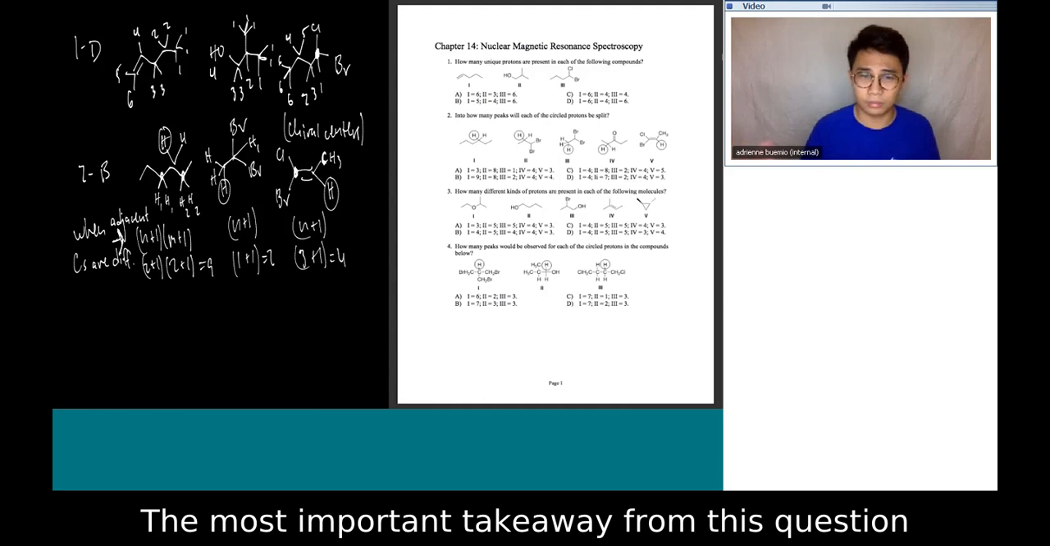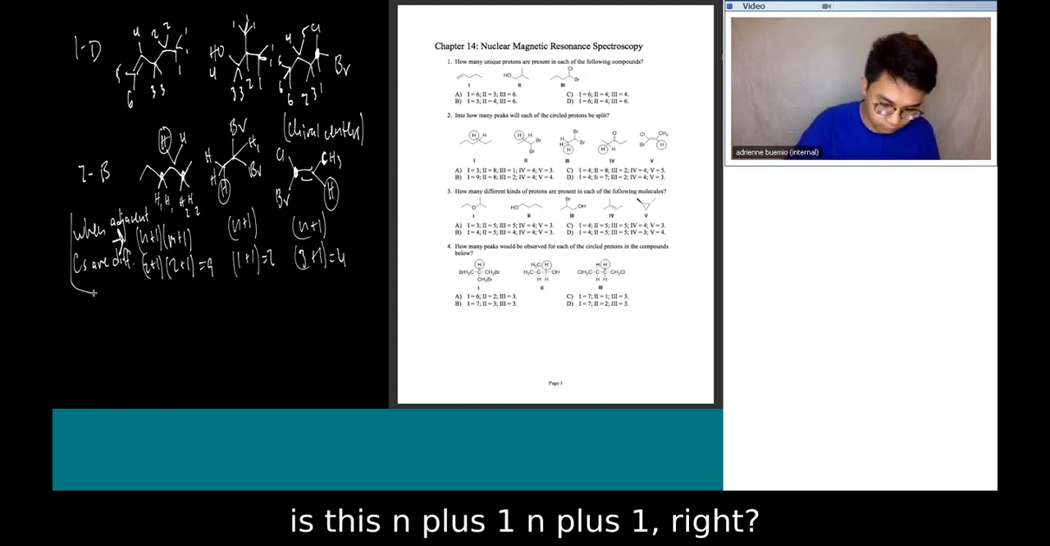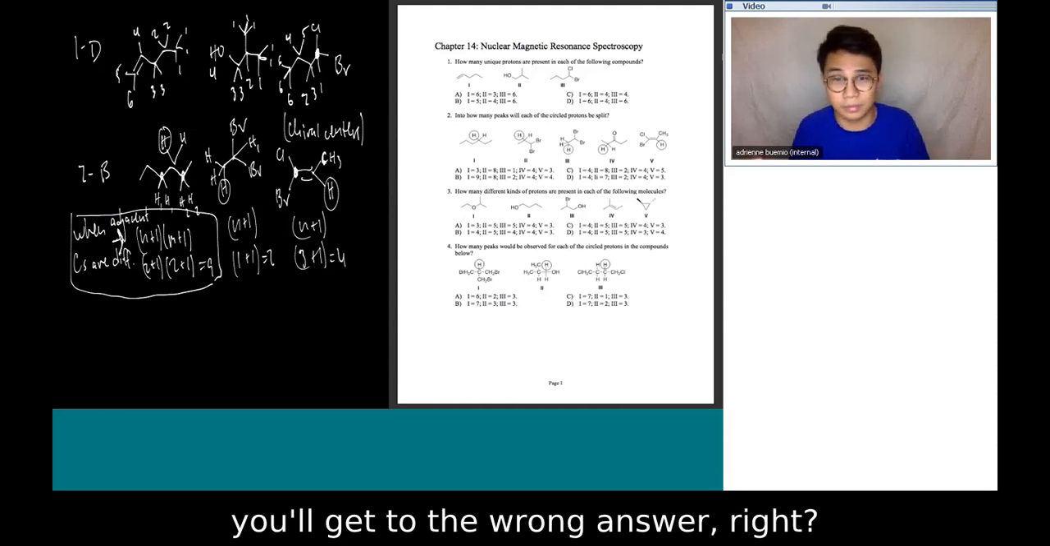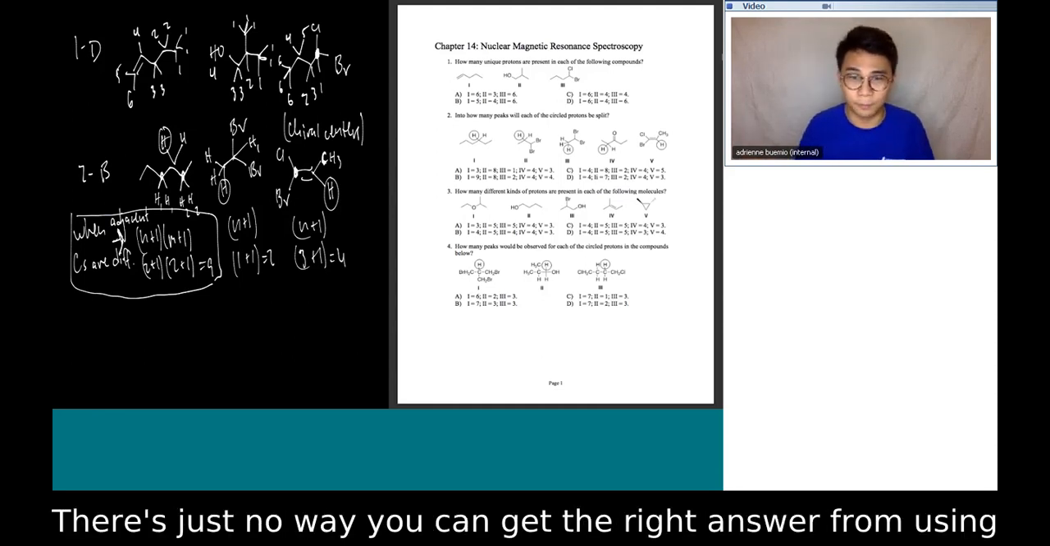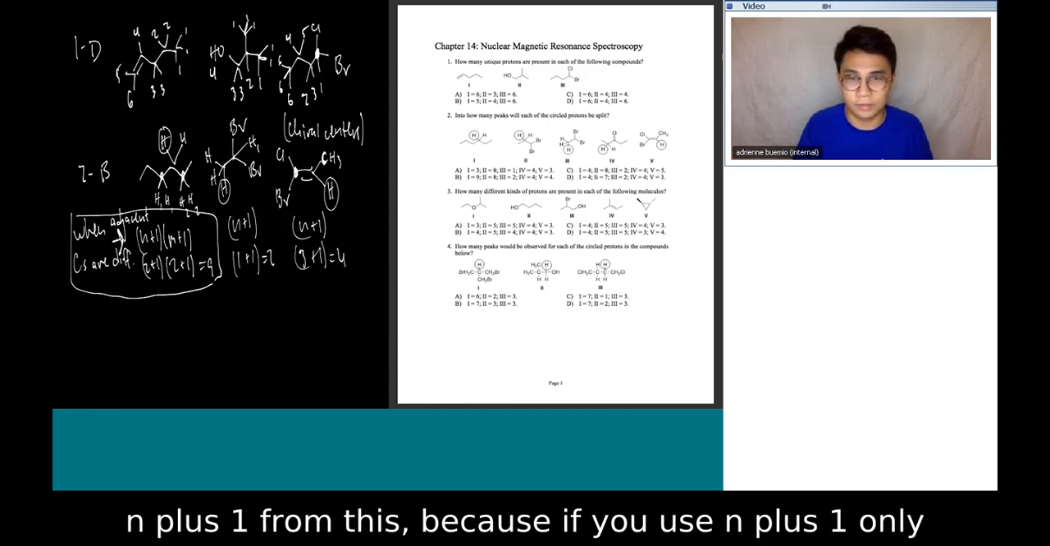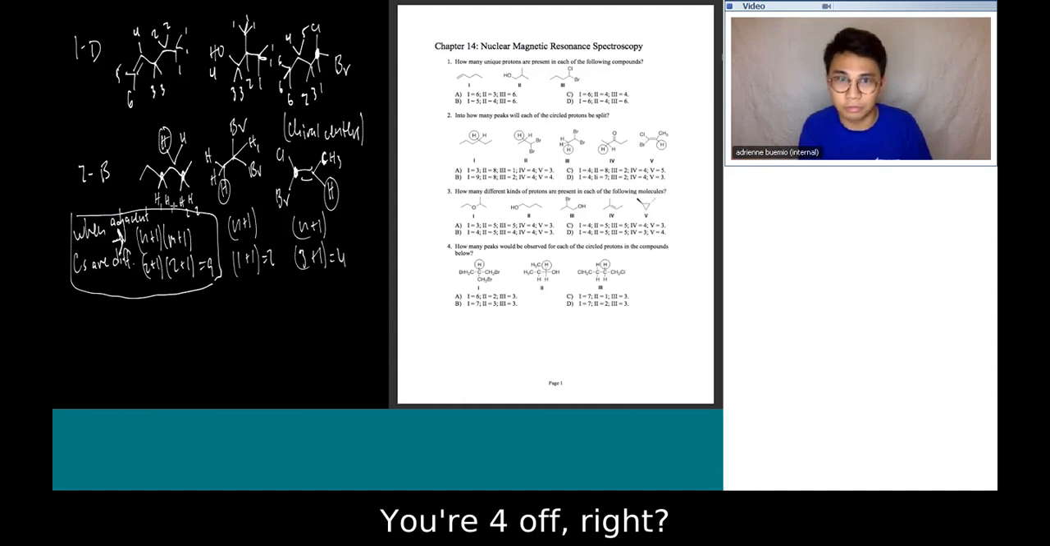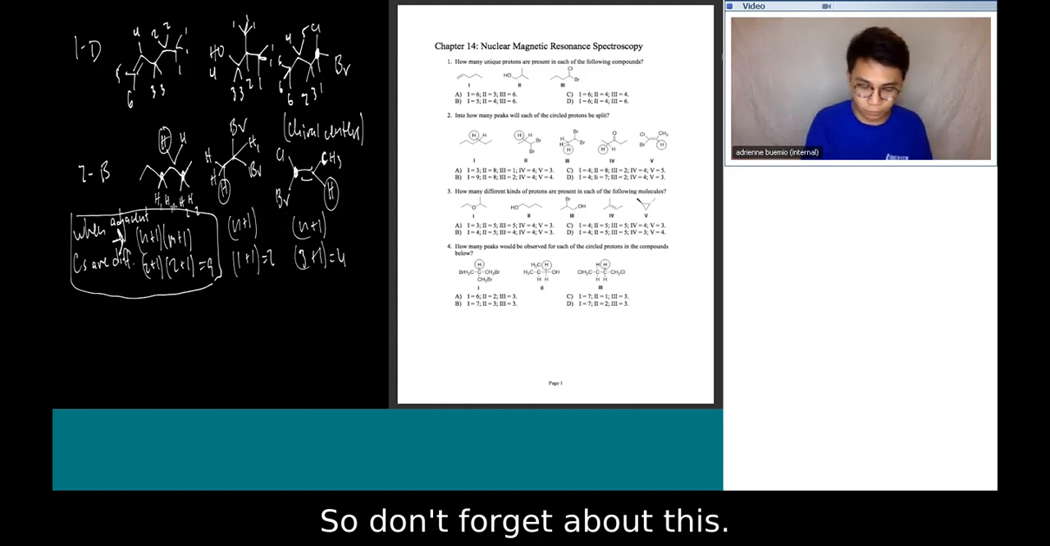The most important takeaway from this question is this n plus 1, n plus 1, right? Don't forget about that because if you don't do that, you'll get the wrong answer, right? There's just no way you can get the right answer from using n plus 1 from this, because if you use n plus 1 only, you'll get what? 5. You're 4 off, right? So don't forget about this.